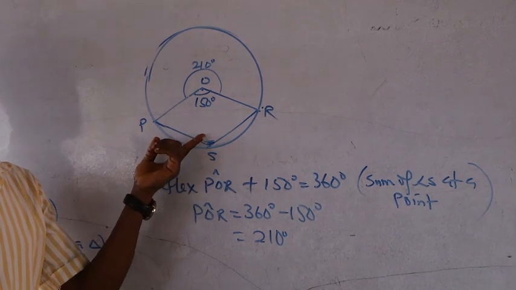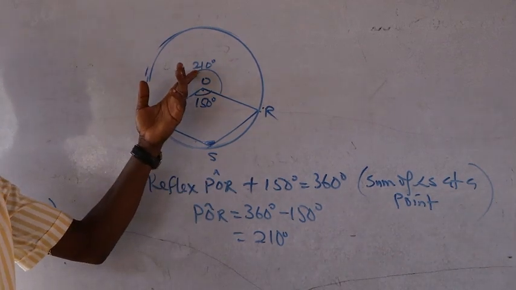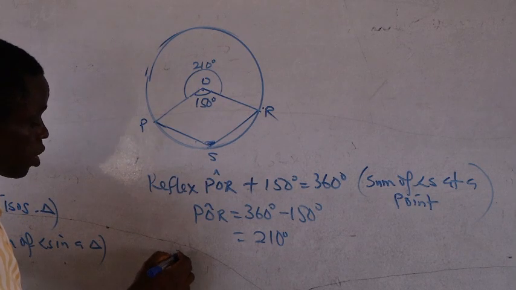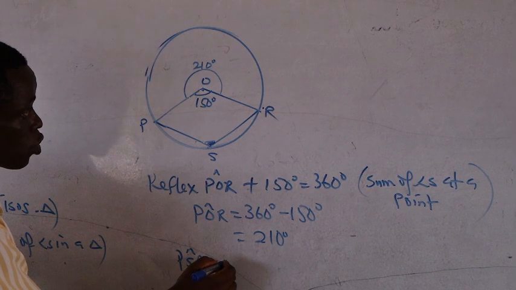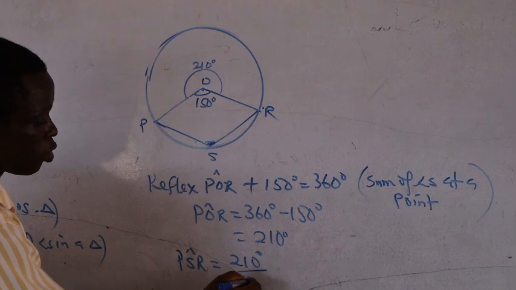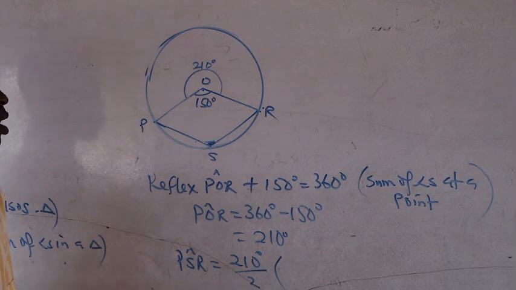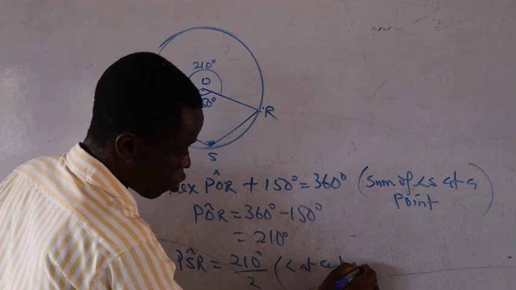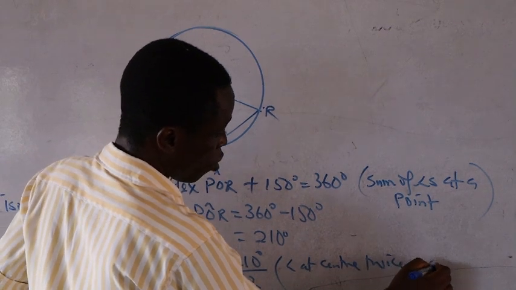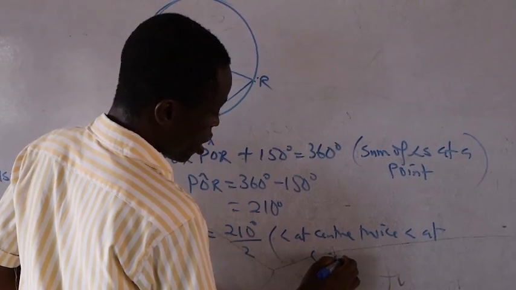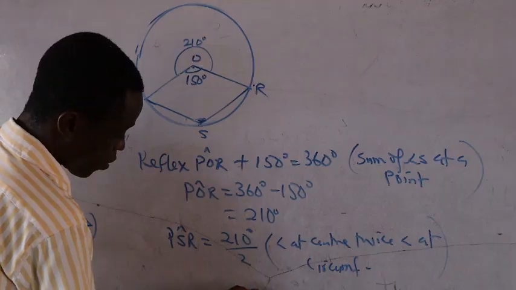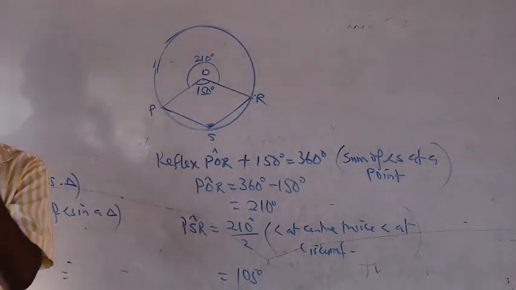Now to calculate PSR: this angle at center is 210, and I want to calculate this angle PSR. PSR is equal to 210 degrees all over 2, because the reverse is the case. And the reason is angle at center twice angle at circumference. And what will be the answer? 105 degrees. So that is how to calculate it.